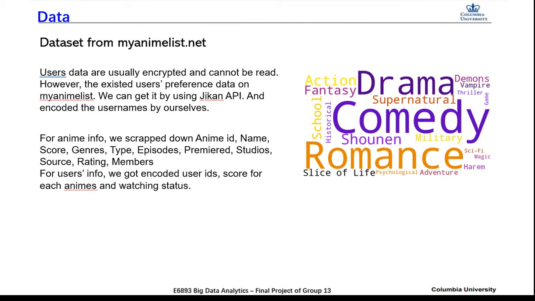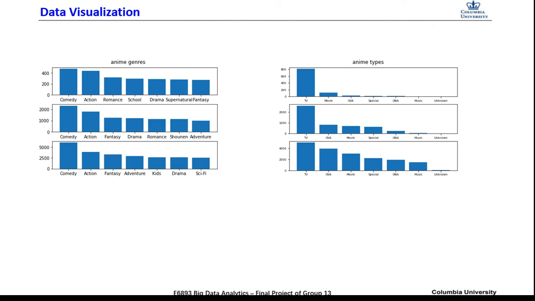Next, let's see the data visualization. As we can see, for the anime genres, comedy and action are very popular. And as for the anime types, TV and OVA are also very popular.